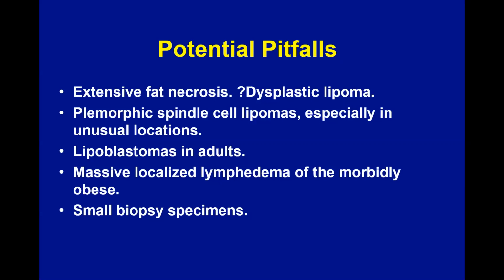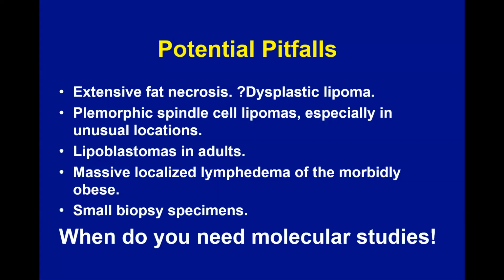Patients who are morbidly obese who develop massive localized lymphedema, that can run into differential. And of course, pitfalls can also occur due to sampling, particularly in small biopsy specimens. So this sort of brings us, now that we've talked about the diagnosis of ALT, and we talked about what we can use to aid in the diagnosis of ALT, let's talk about what the literature says regarding when to order molecular studies. And do we have to have them?